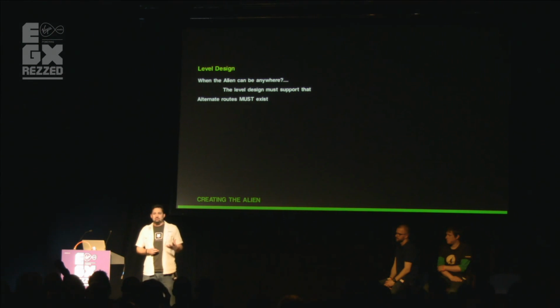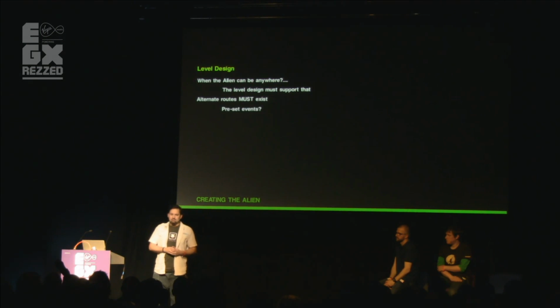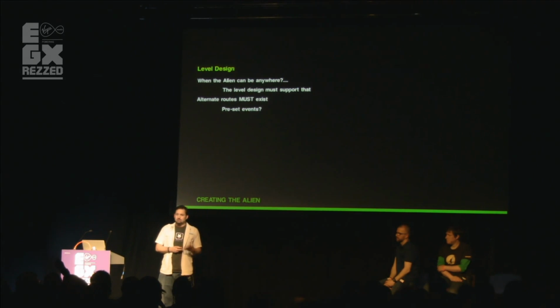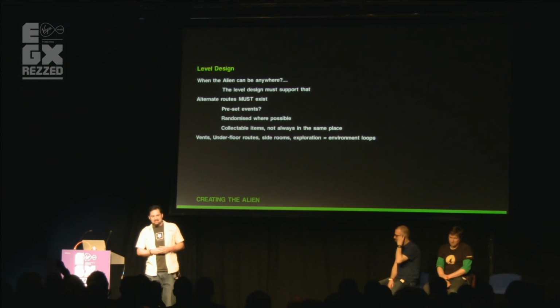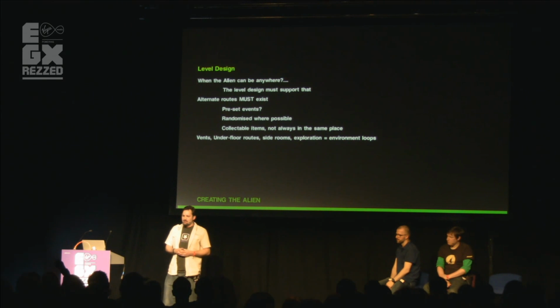So we had to make lots of alternate routes, and this is a big part of informing our level design. A lot of our level designs became about having multiple routes through a single area where you could find him anywhere. And also preset events. We have a linear story in the game, so we need events to occur in certain locations, but where we can, we randomize them. And also we do the same thing with pickups. I think the people writing for this guide are going to be pretty angry at us, but I think it's worth it for gameplay. And we have vents, underfloor vents, side rooms, routes. So there's a lot of exploration in the game.